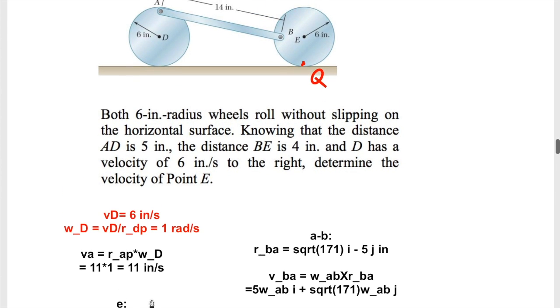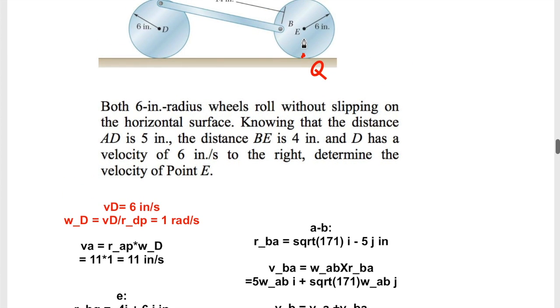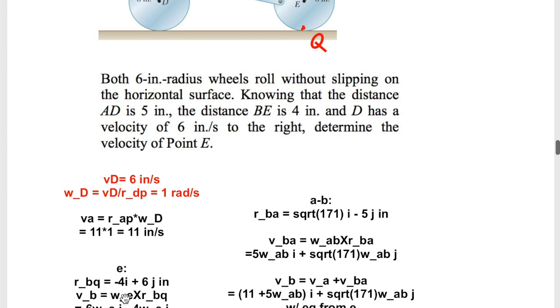This next one, we're just going to look at this wheel E. We know this radius from B as theoretical point Q. We choose this point Q because it's the simplest point on the wheel to work on, because we know all the acceleration has to be going up. So we know this radius here is negative 4i and 6j.